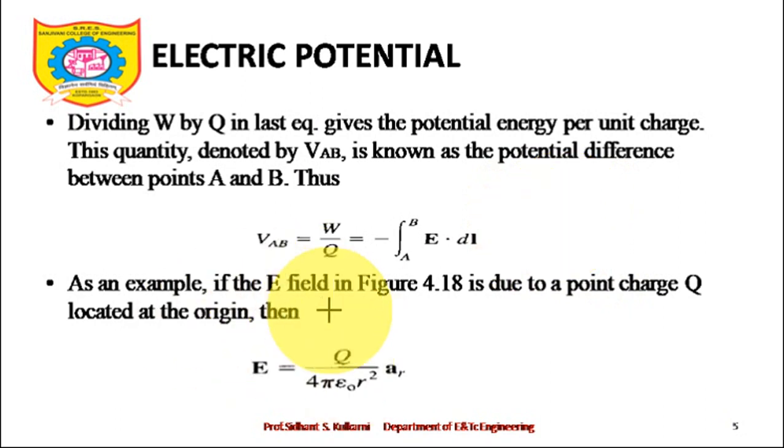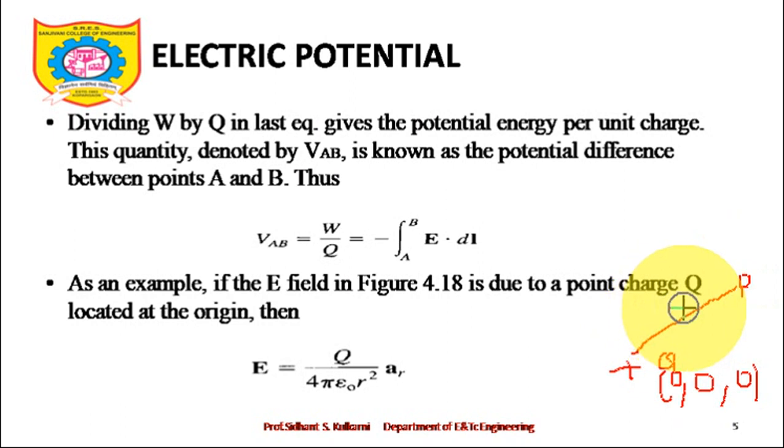As an example, if the E bar field is due to a point charge q located at the origin, then, see, the diagram is not visible to you. I want to calculate the E bar field due to a charge q which is located at the origin. You already know these things, but it's a repetition. The charge q is located at the origin, so the coordinates are 0, 0, 0. And I want to calculate the electric field intensity at a certain point. Let's say this is a point P, and the distance between this q and P is R.